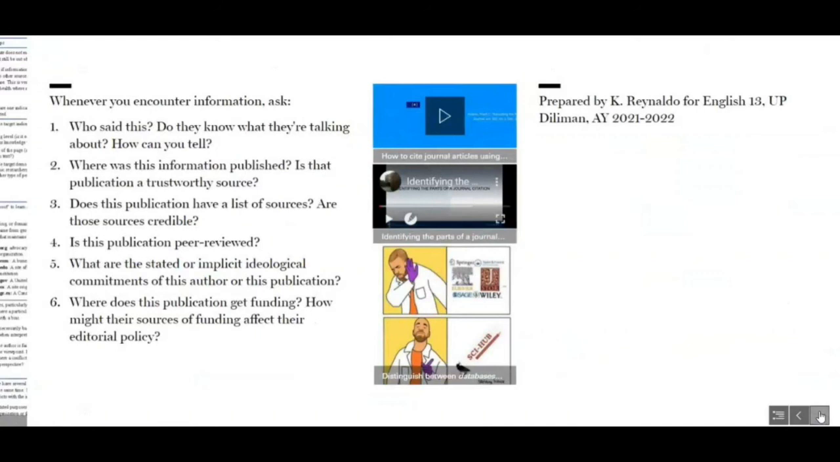In this presentation, I also included some videos, mostly for citation purposes: how to cite journal articles using MLA, how to identify the parts of a journal article so that you can cite things properly, and how to distinguish between databases, which are basically academic platforms that store papers. These include Elsevier, JSTOR, Project Muse, Sage Publications. These are your platforms for disseminating, collecting, archiving scholarly materials.